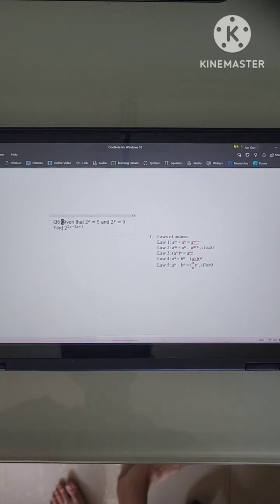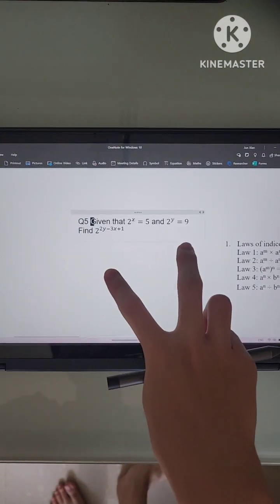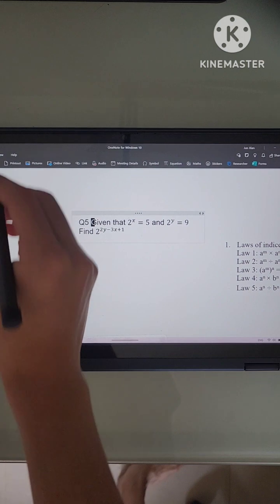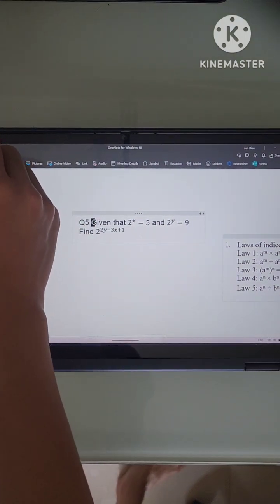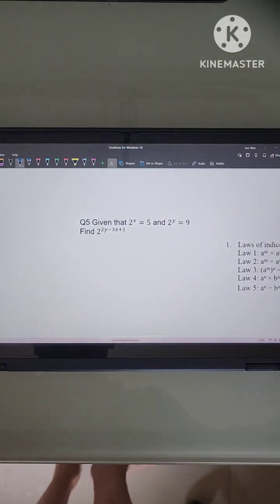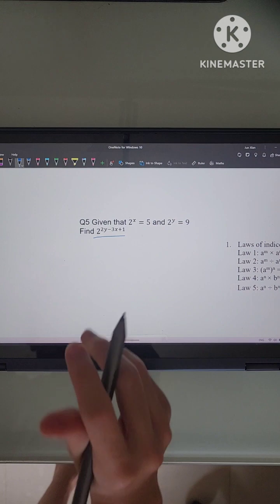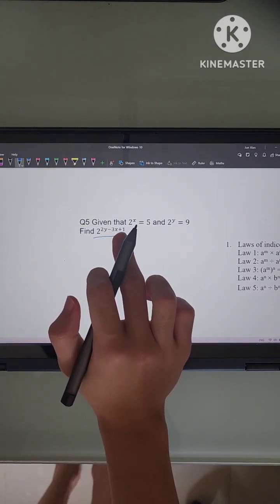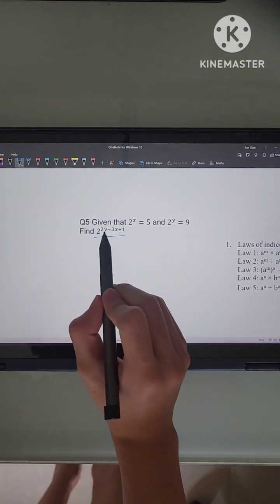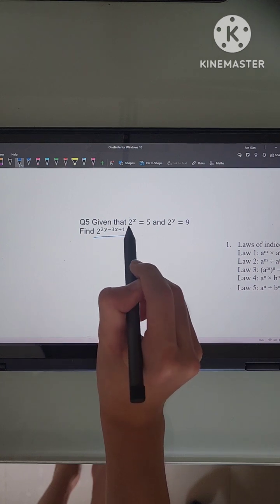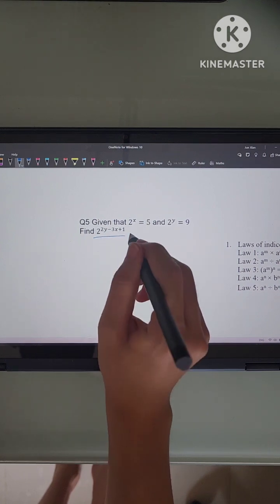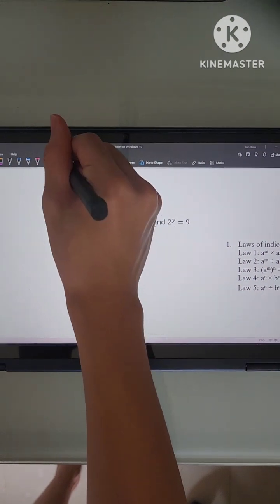Today we have a question and we are given that 2 to the power of x is equal to 5 and 2 to the power of y is equal to 9. Let's find 2 to the power of 2y minus 3x plus 1. In this question, we have to break it down such that we can substitute 2 to the power of x, which is equal to 5, and 2 to the power of y.